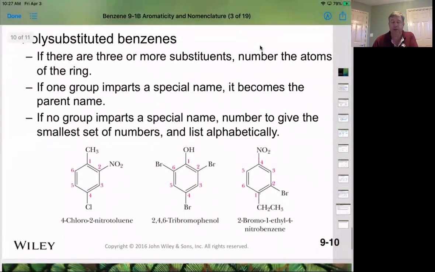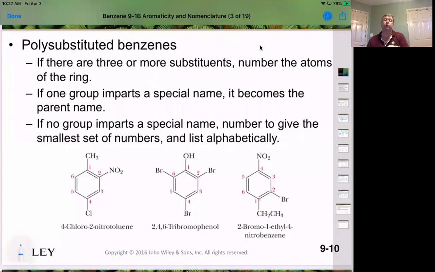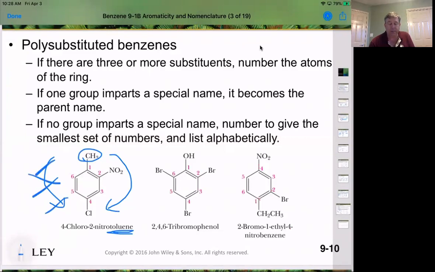Okay. So when we have more than 2 substituents, we start where we started before, where if it has a common name, we start with that common name. So in the case of this first compound here, we have toluene because we have this methyl group here. And then we're going to number it with the smallest number possible. So if we numbered right here clockwise, we'd go to 1 to 4. If we named it counterclockwise, however, we'd end up with 4 and 6. So we aren't going to do this. We're going to only name it clockwise.